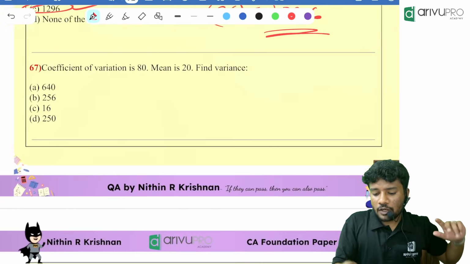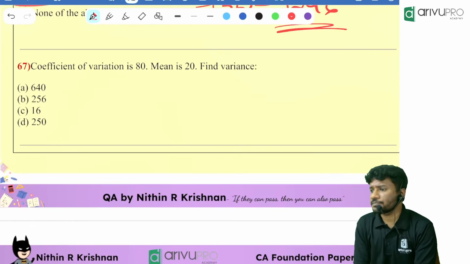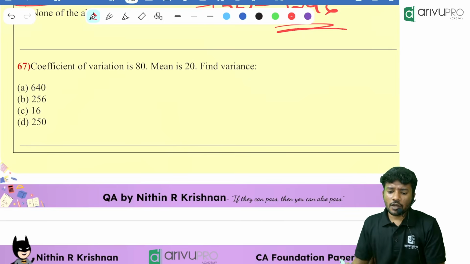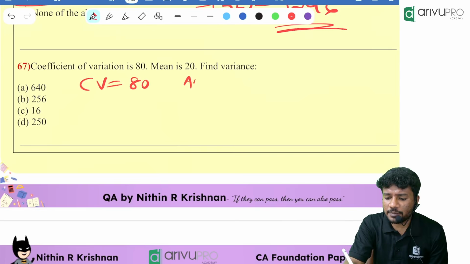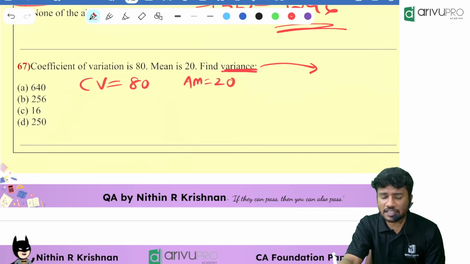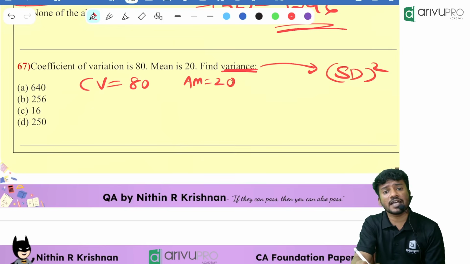Look at this. Find the variance. What all things are given? Coefficient of variation is given as 80. Mean, AM, is equal to 20. We need to find the variance. What is variance now? Standard deviation square. Can you find the standard deviation?